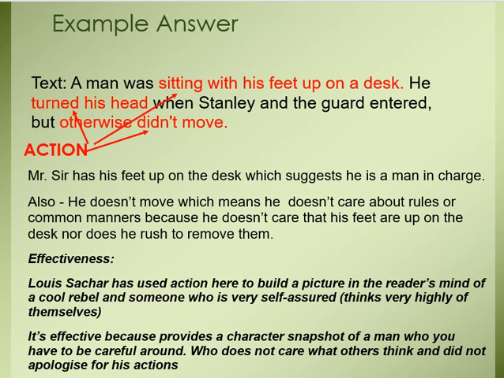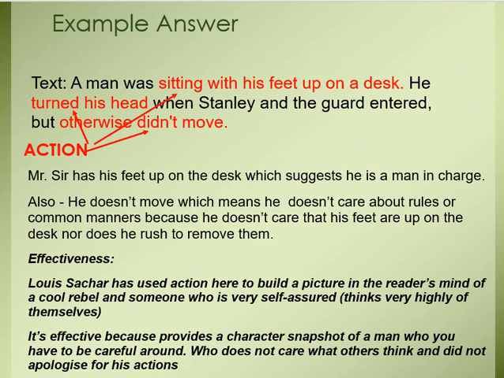So what I've got here: a man was sitting with his feet up on the desk. He turned his head when Stanley and the guard entered, but otherwise didn't move. Now that is some of the text. Sitting with his feet up on the desk, turning his head and didn't move, they're all actions. There's not any dialogue in there, there's not any description, just some action.